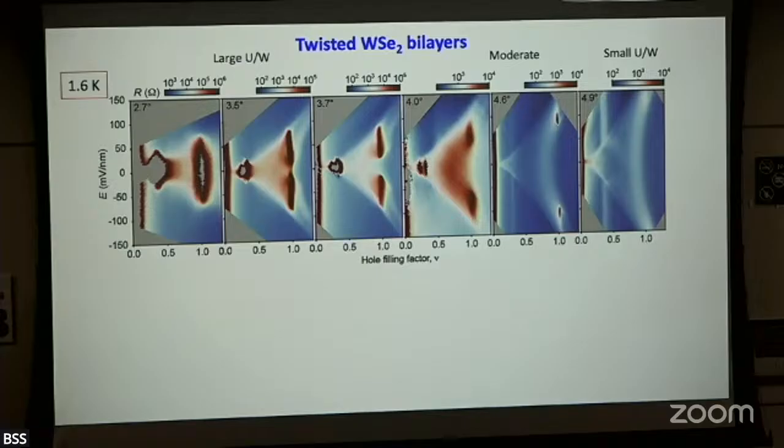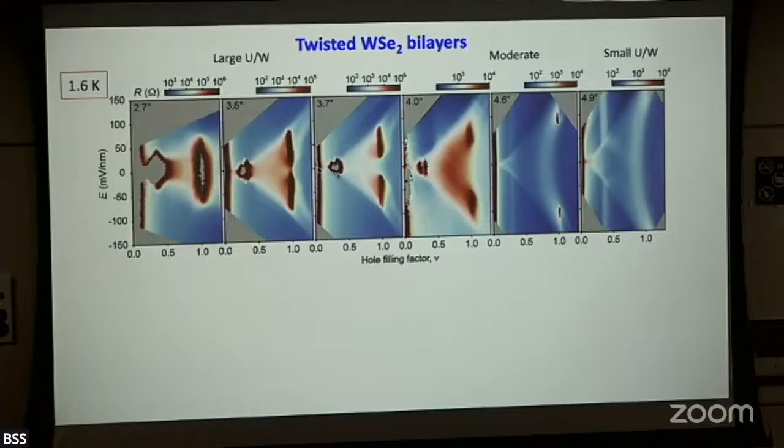And kind of interesting, at a small twist angle you have very insulating states, and then when you go to a large twist angle, the insulating states are already gone. This just shows that when we increase the twist angle, U over W is smaller, so the bandwidth becomes bigger and bigger.